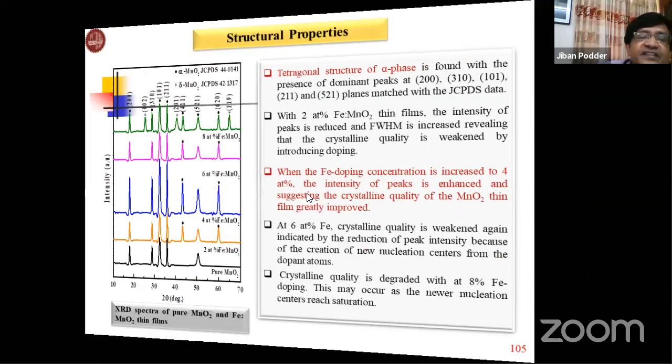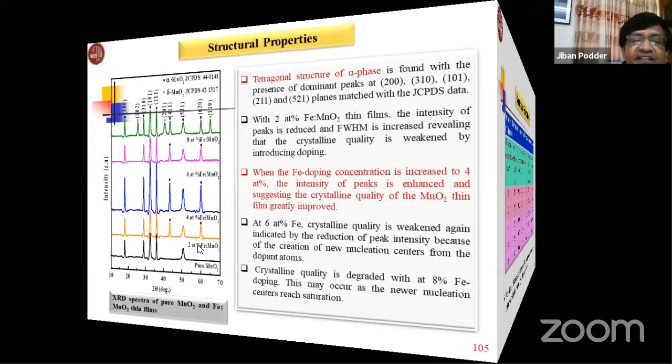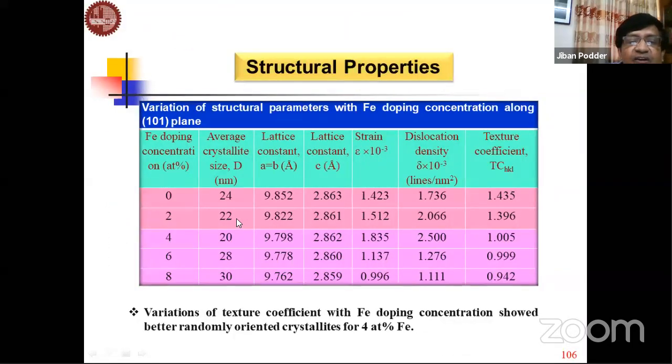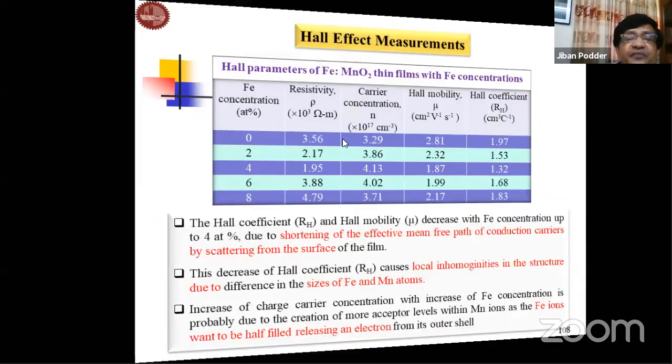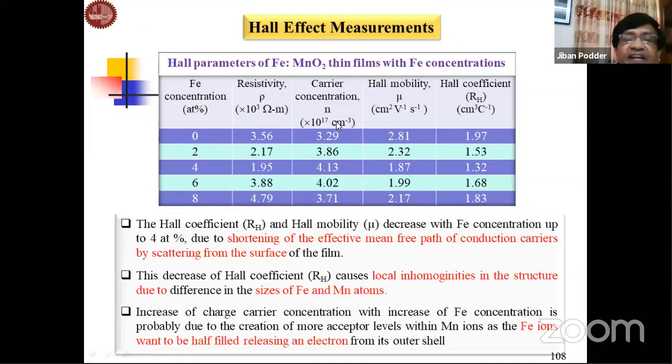These are the average crystallite sizes we found: 24, 22, 20, 28, 30. The 4% crystallite size is better than the others. The lattice parameters, dislocation density, and texture coefficient, so these are all the parameters. Resistivity is also here. We calculated it as the iron is doped, and we measured the Hall effect and Hall mobility.